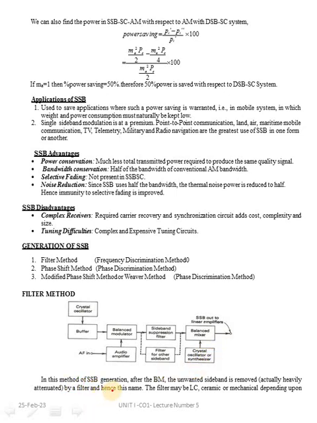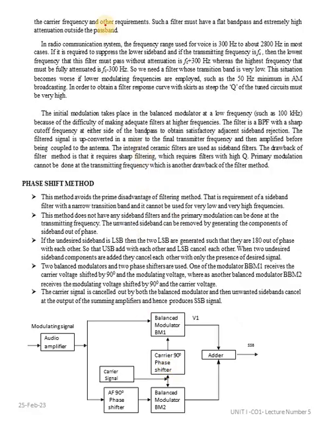In this method of SSB generation, after the balanced modulator, the unwanted sideband is removed with the help of the filter, either the upper sideband or the lower sideband. By choosing the required frequencies, we can opt for either the upper half or lower half. Another requirement is that such a filter must have a flat band pass and extremely high attenuation outside the pass band. In a radio communication system, the frequency range used for voice is 300 Hz to about 2800 Hz, in almost all cases.